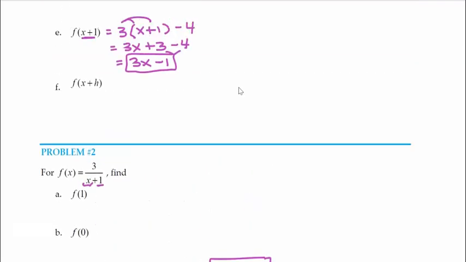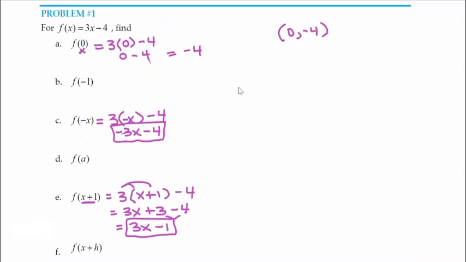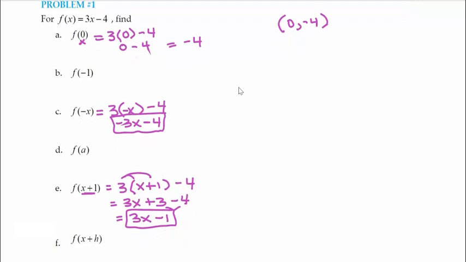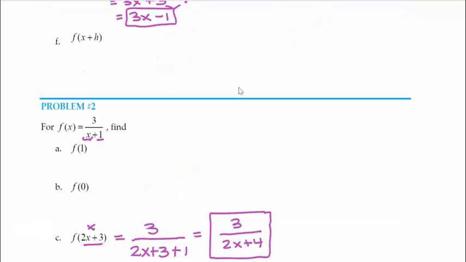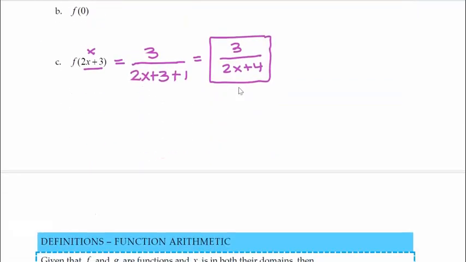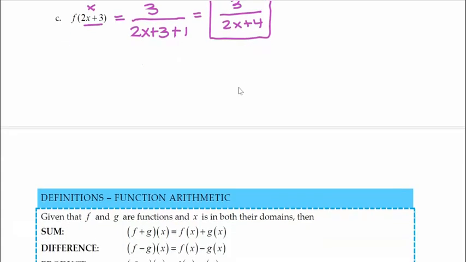Okay, any questions so far just on this part where we're using that function notation to find different values there? Because we're going to build on that idea.